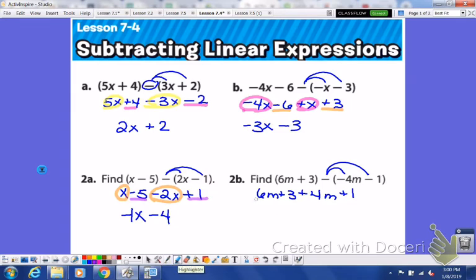Find our like terms. So 6m, 4m, positive 3, positive 1. 6m plus 4m gives us 10m. 3 plus 1 gives us 4. So there is your fully simplified expression, 10m plus 4.